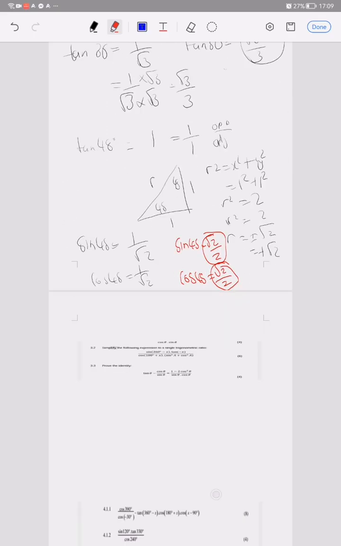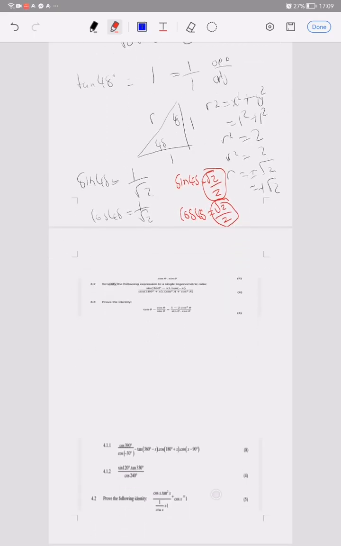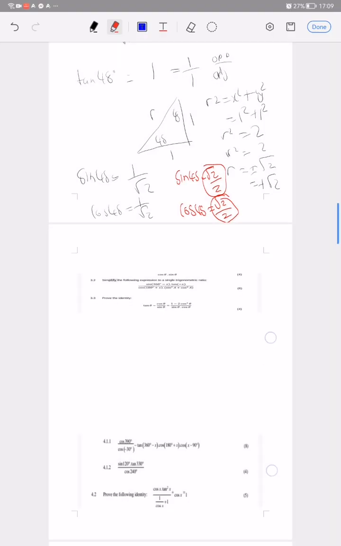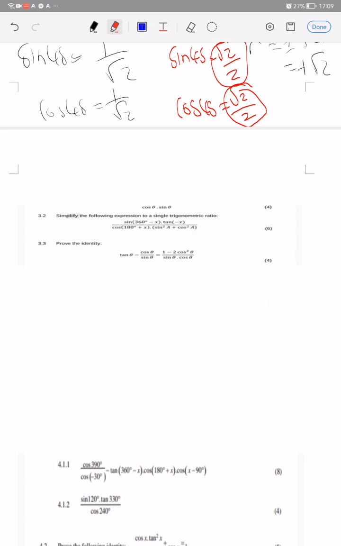So now let's jump to some exercises. So what are these exercises including? Let me zoom in. All right, so now we are going to use what we call our reduction method, and also the special angles. All right, so we are going to start with 3.2.